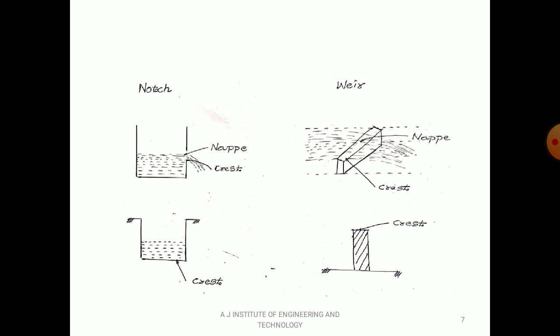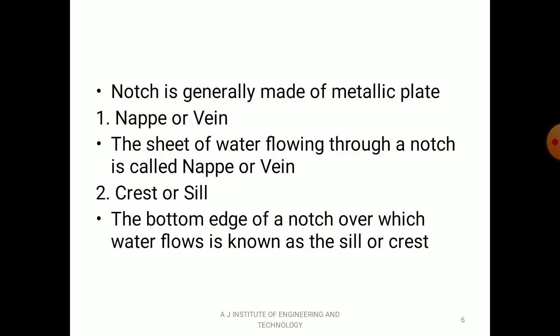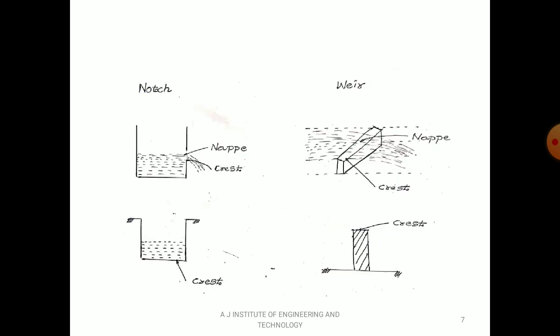Just remember like this: a notch is a small opening through which the fluid is going to flow, but in case of a weir, the liquid is flowing over the weir, because it is similar to dam construction. Remember the example for a weir as a dam, where water flows over the dam. So these are the basic definitions: nappe or vein, crest or sill.